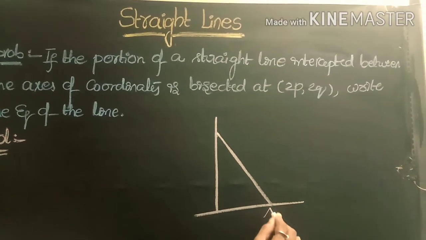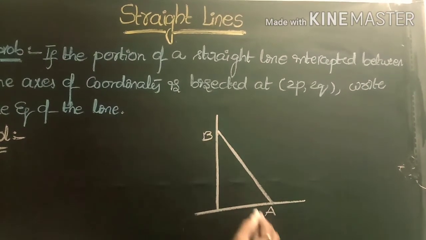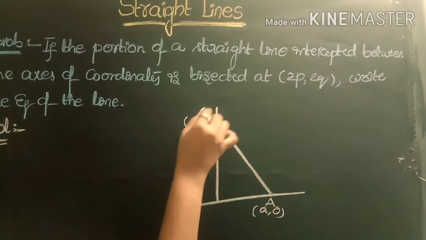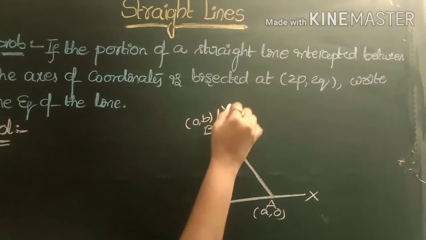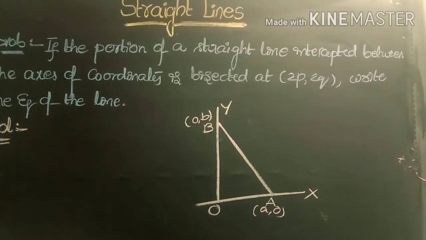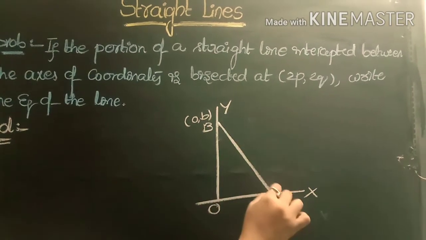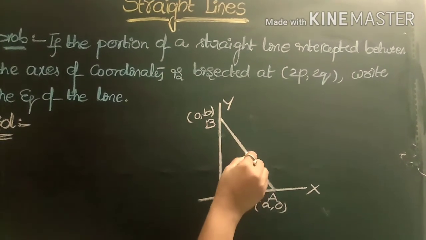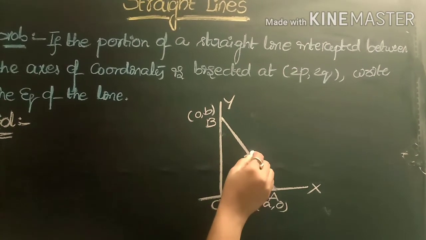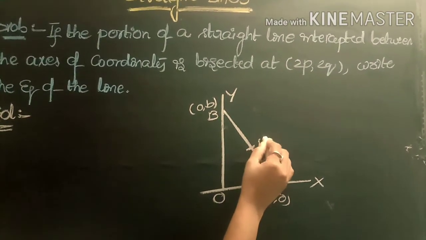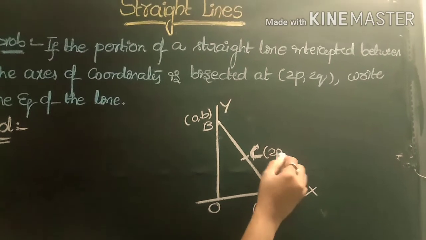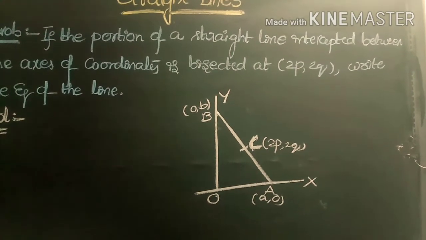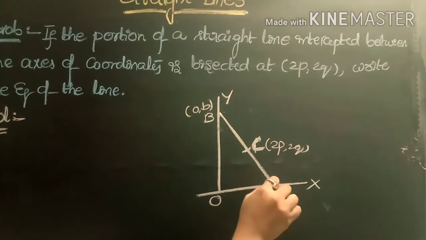Now we are taking these two points as a comma b. Here a is equal to a comma 0 and the coordinates of b is equal to 0 comma b. This is the x-axis, y-axis. Clearly this is the origin. The portion of the straight line is intercepted between the coordinate axes, and given that the line is bisected at the point 2p, 2q. Now we are taking this point as c, that is c equals 2p, 2q. The line is bisected at the point 2p, 2q means this is the midpoint of the points a comma b.